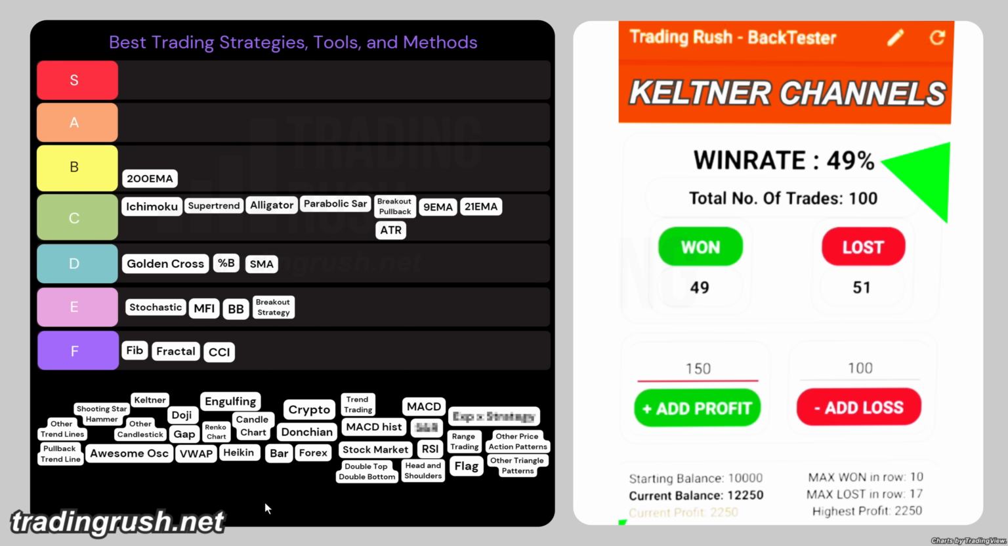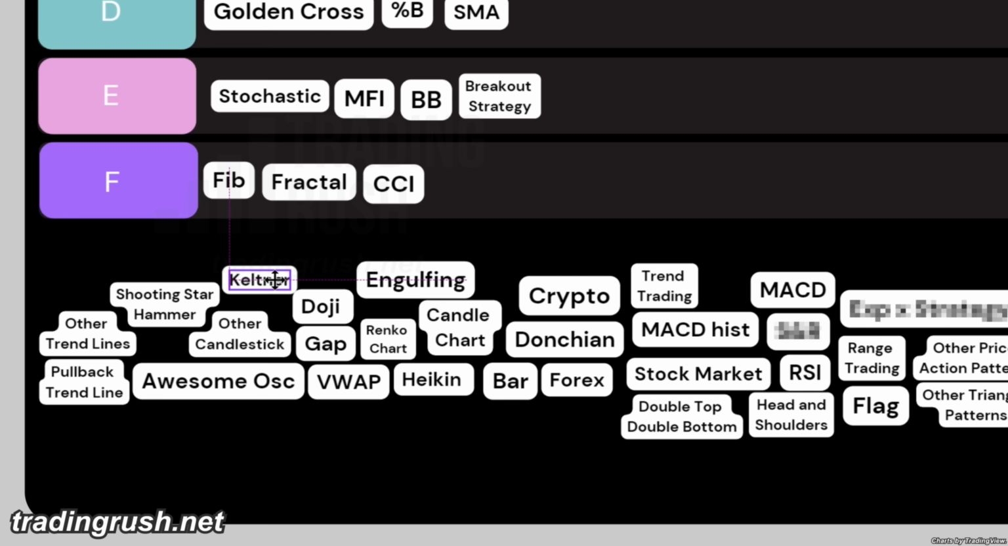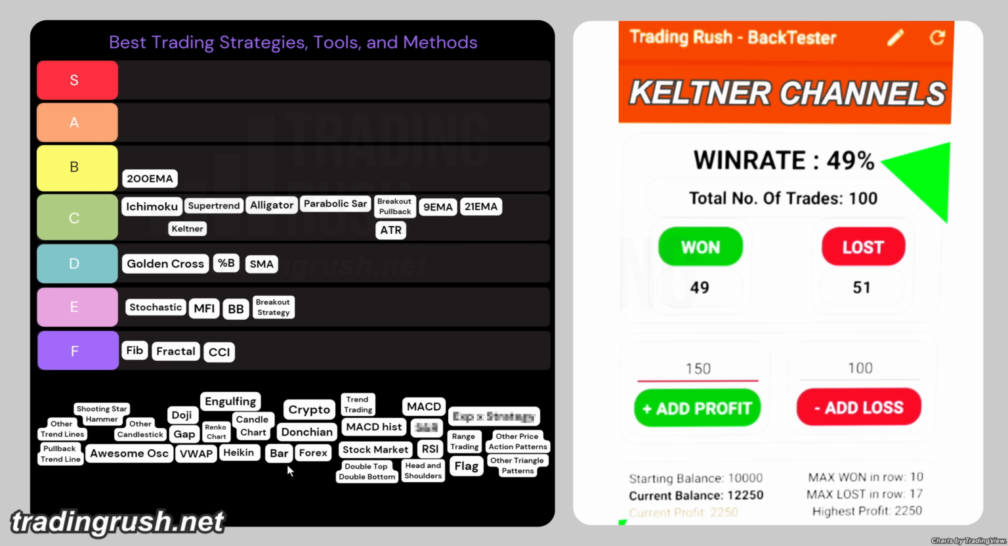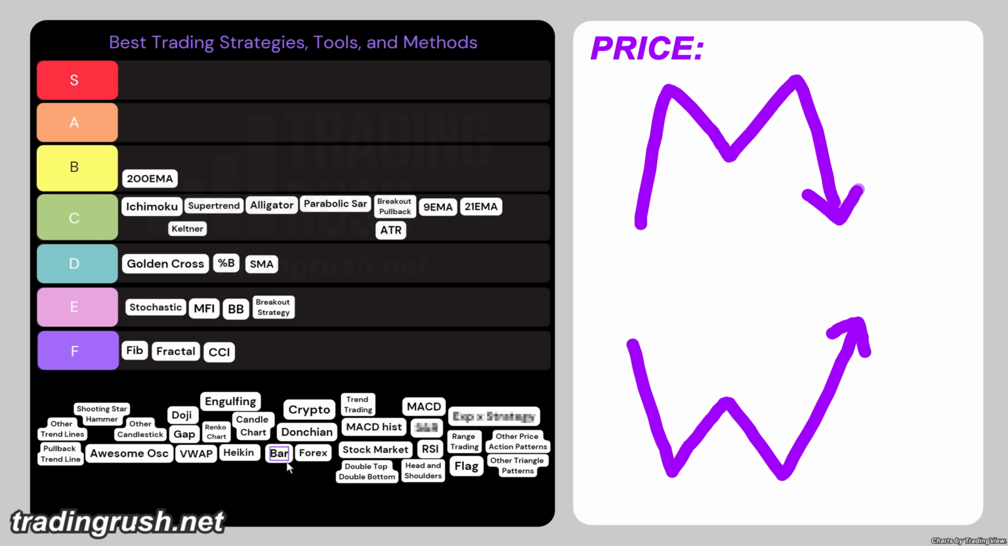I tested this strategy 100 times in the previous videos, and it did give a profitable win rate. Overall, this is as good as the indicators of the C tier, so that's where I would put it. Now let's look at some price action pattern strategies.